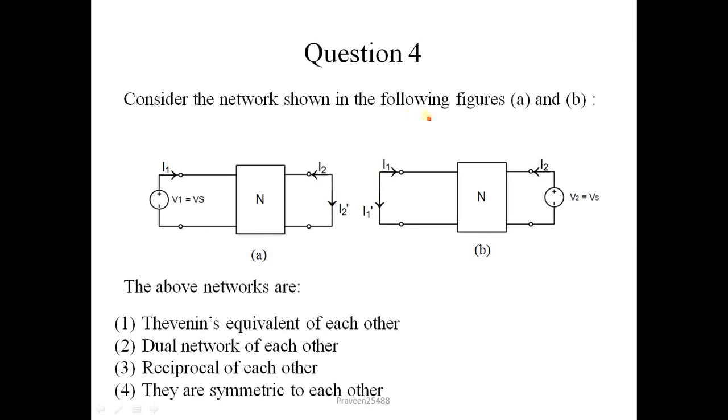Consider the network shown in the following figures A and B. The above networks are Thevenin equivalent of each other, dual network of each other, reciprocal of each other, or symmetric to each other. In the figure, the voltage source in A is a short circuit in B, and the short circuit in A is the voltage source in B. So this is the example of reciprocal of each other. Correct answer is reciprocal of each other.